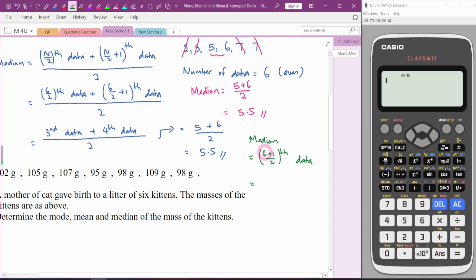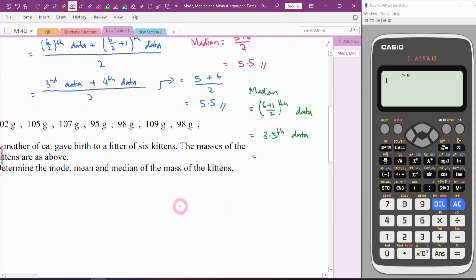6 plus 1 is equal to 7. 7 divided by 2, you will get 3.5. But actually, we don't have 3.5 data, right? We have first, second, third, fourth like this. But this actually tells you that we want to find the mean of the third and the fourth data.